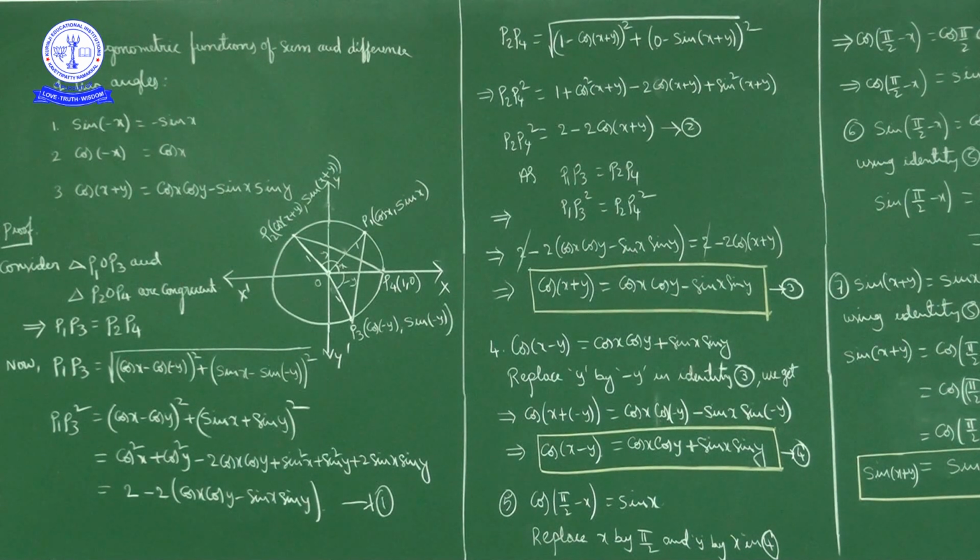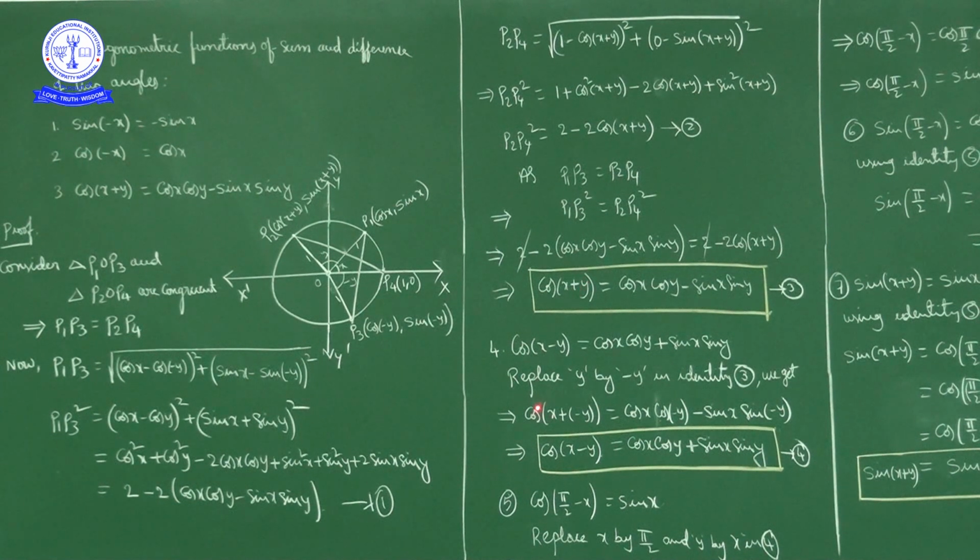Okay, next identity, cos(x minus y). The formula is cos(x minus y) is cos x cos y plus sin x sin y. A proof we can solve like this, but instead of doing this, simply what we will do is, in identity 3, replace y by minus y. This is the third identity. In this identity 3, we'll replace y by minus y.